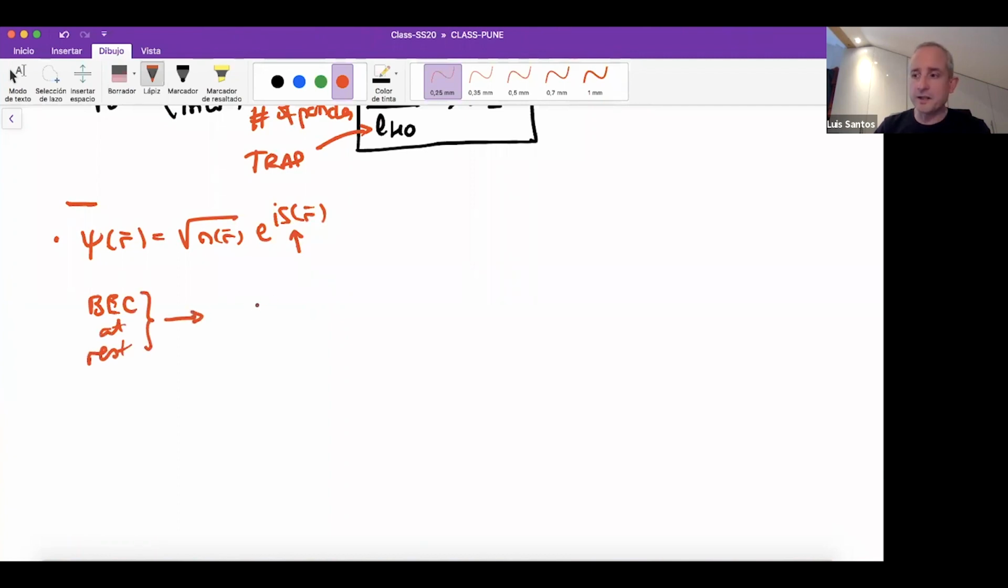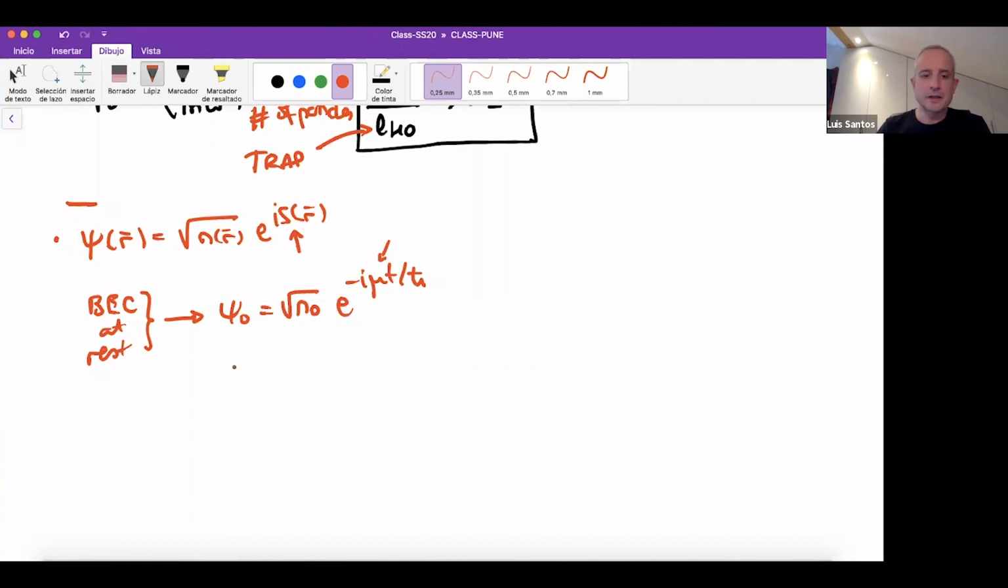Yes, the BEC is at rest. So this case we have already discussed. You have something of this form. Yes, this is the stationary solution that we discussed before. You have some evolution, but it's a very simple evolution given by the chemical potential in the phase here.